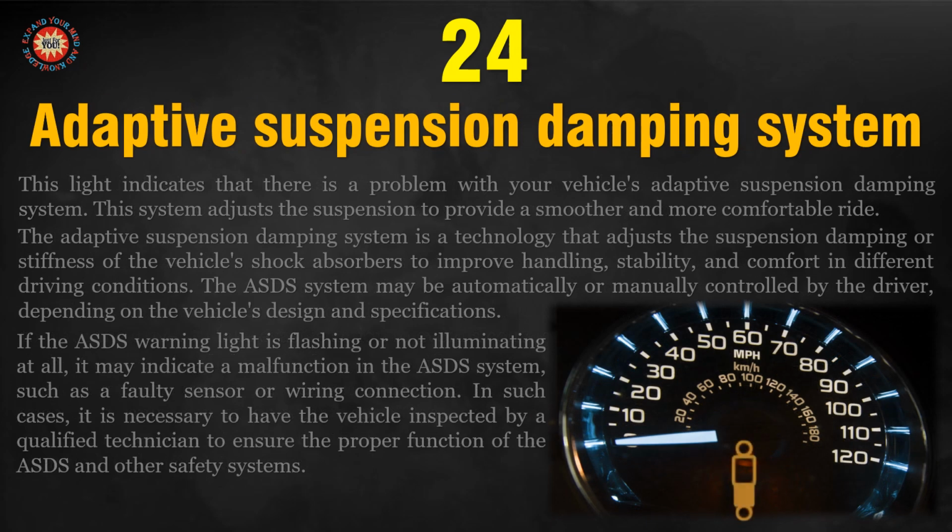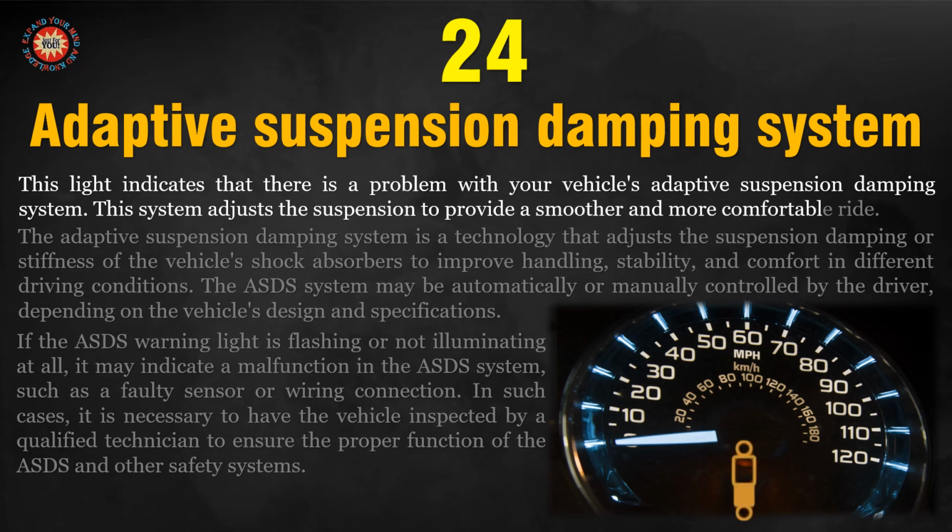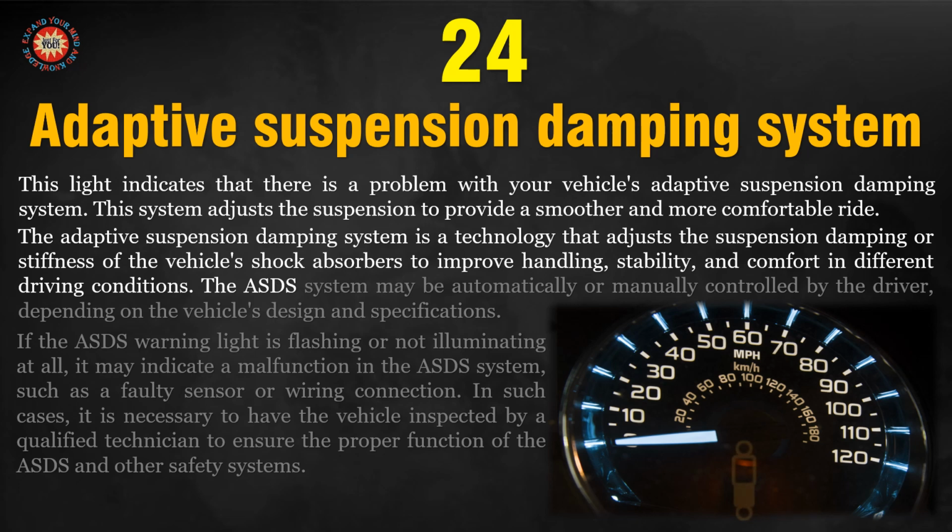Symbol 24. Adaptive suspension damping system. This light indicates that there is a problem with your vehicle's adaptive suspension damping system. This system adjusts the suspension to provide a smoother and more comfortable ride. The adaptive suspension damping system is a technology that adjusts the suspension damping or stiffness of the vehicle's shock absorbers to improve handling, stability, and comfort in different driving conditions. The ASDS system may be automatically or manually controlled by the driver, depending on the vehicle's design and specifications.